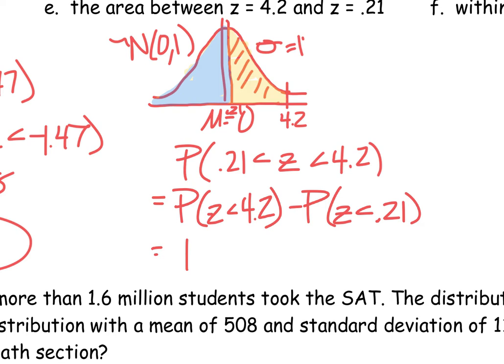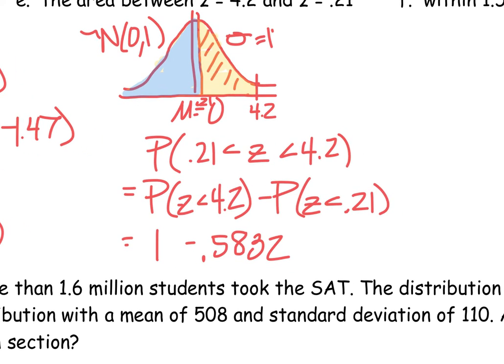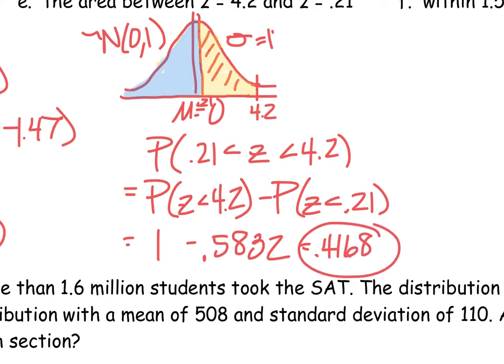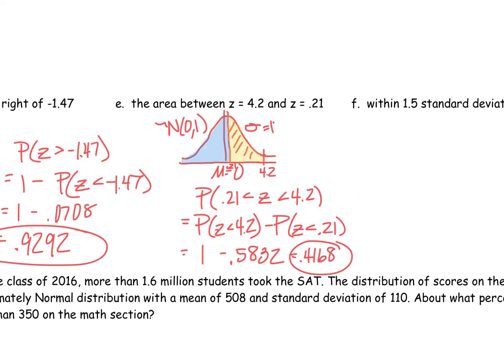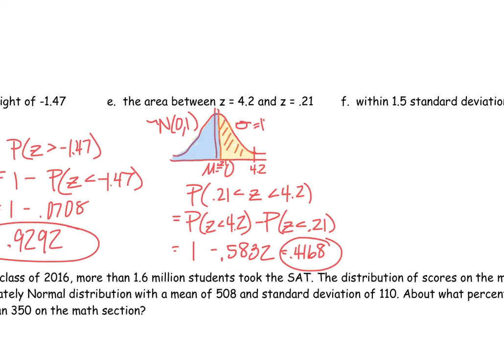Of course, 4.2 is off the table, so that's 100%. And then when we find 0.21, I got about 0.58. Let me make sure I get this number correct here. 32, right? So we'll subtract those from one another, and we should get 0.4168. And there we go. 41.68% then. So notation-wise, that looks good.